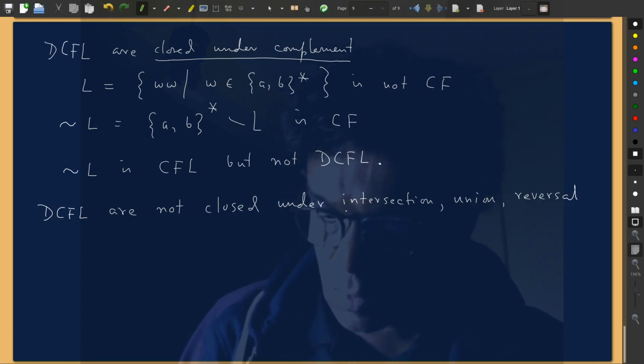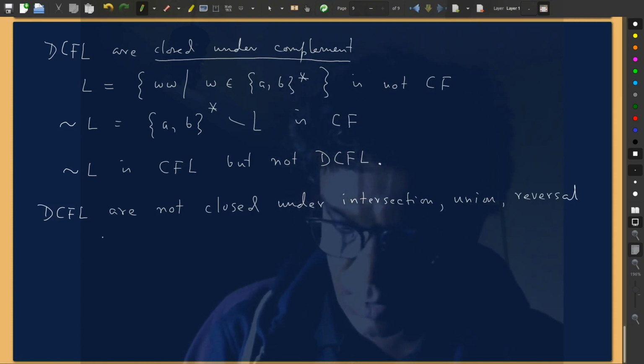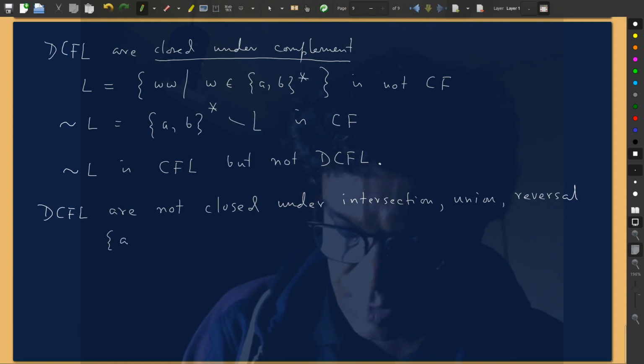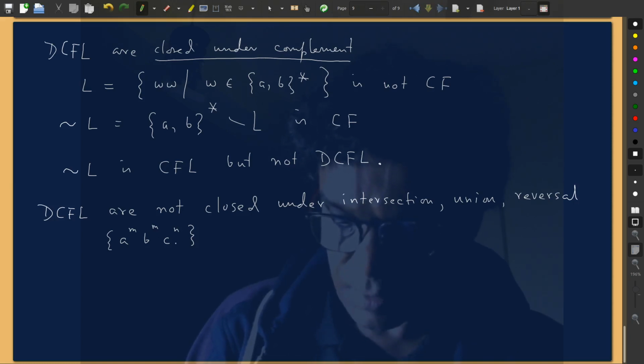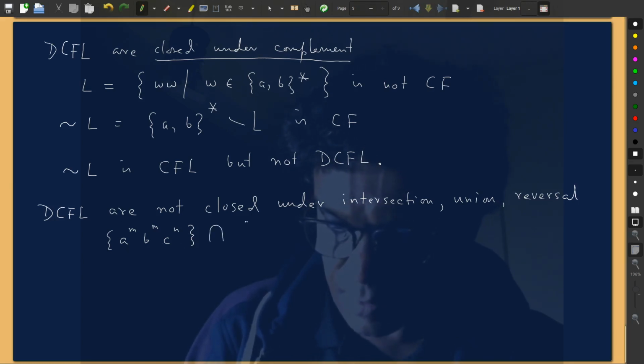Okay, so why are they not closed under intersection? So consider this language, A^M B^M C^N. Okay. It is easy to see that this is deterministic context free because this part we have already proved to be deterministic context free. Okay. And then you just read some independent number of C's. So you can design a DPDA for this. So this is a DCFL, their intersection.